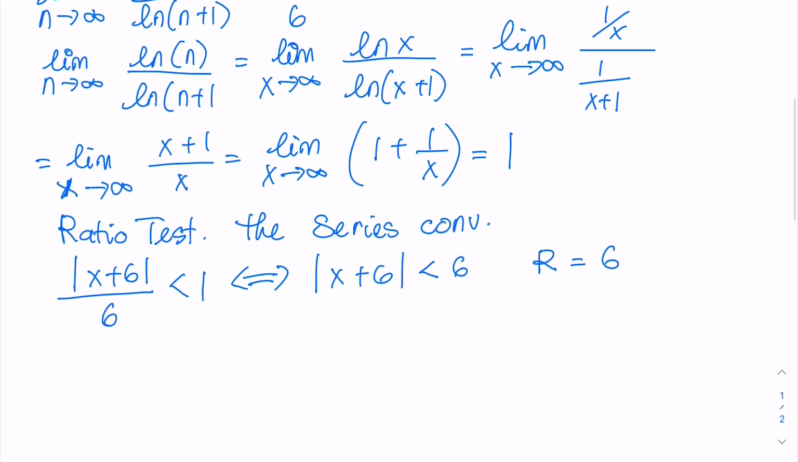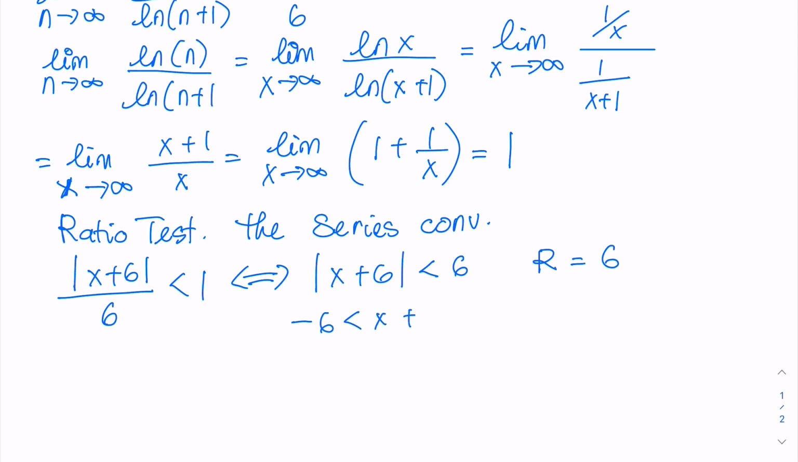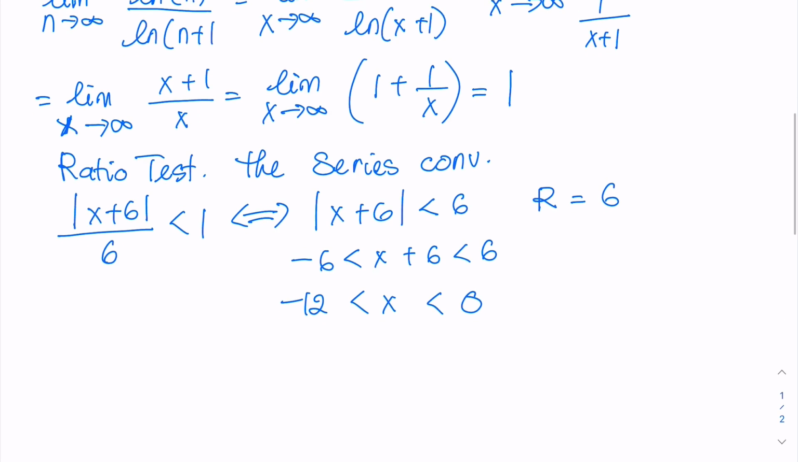Now we're going to drop the absolute values. So I have negative 6 less than x plus 6 less than positive 6. So it's going to be negative 12 less than x less than 0. Okay? So now we're going to test for the interval. We've got the endpoints.